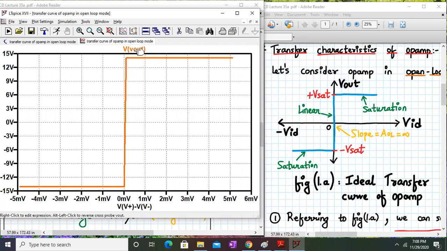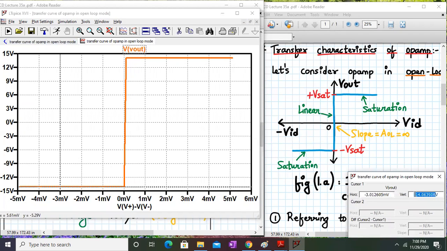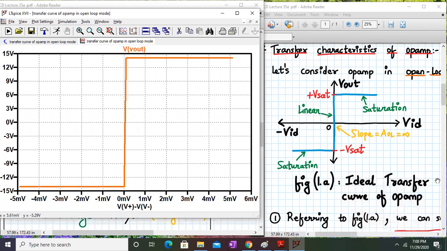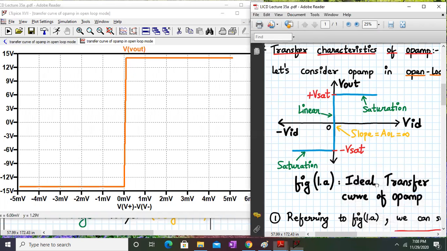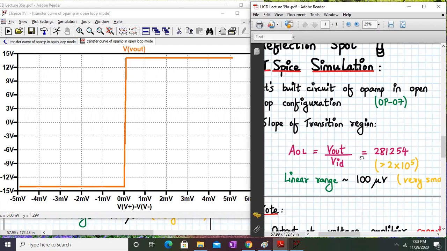Let's check the value of plus minus VSAT. If I take the cursor over here, it's around 14.06 volts plus VSAT, and we have a minus VSAT value of minus 14.06. Okay, that's fine. And if we want to find the slope, we can easily find it.